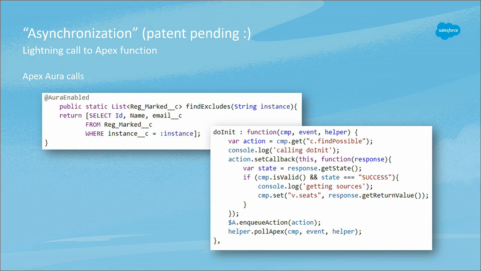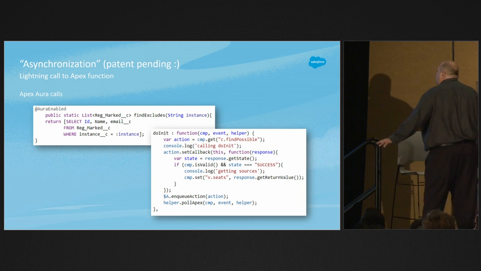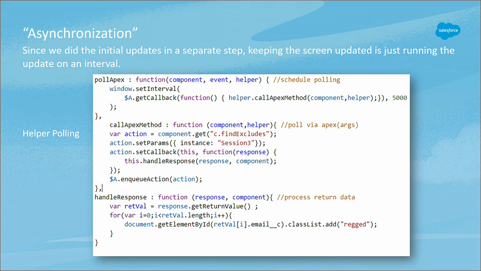All right, so the asynchronous part. Now this is the fun thing. This is the thing that kept all of the tablets, all the laptops in sync and was working it through the back end. So as the page is firing up in the doInit, I'm calling a helper function called pollApex. And it is reaching out to the regular Apex call. And this took some work.